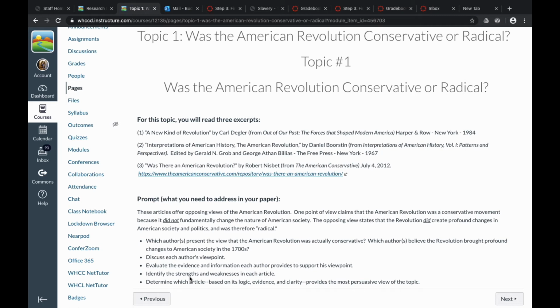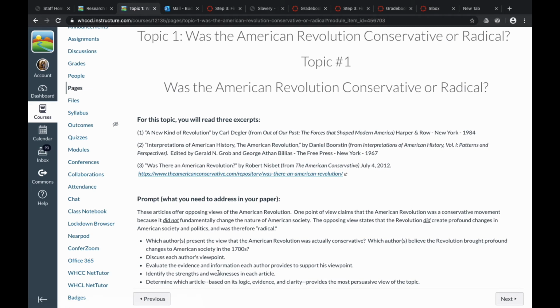And again, for topic number one, we're talking about these three required sources here. A New Kind of Revolution by Carl Degler, Interpretations of American History, The American Revolution by Daniel Boorstin, and Was There an American Revolution by Robert Nisbet. Those are your three required sources, okay?